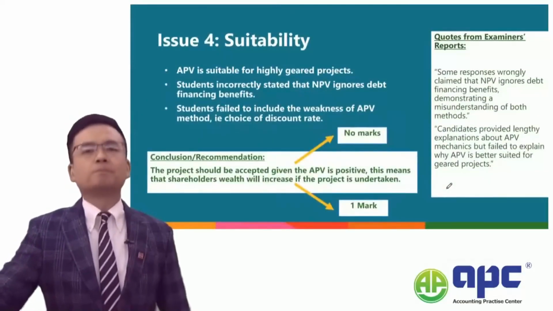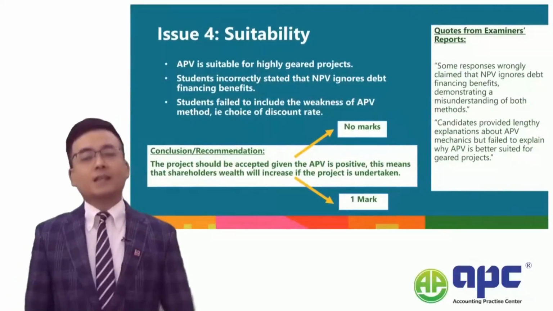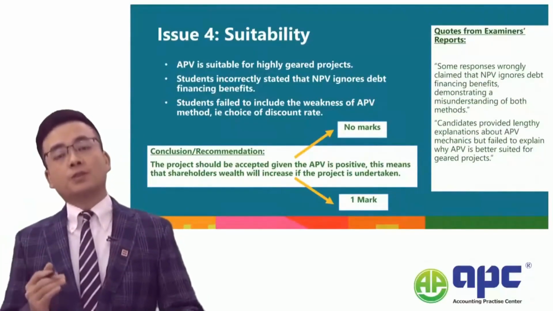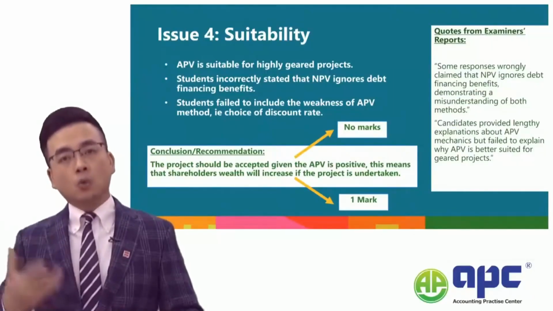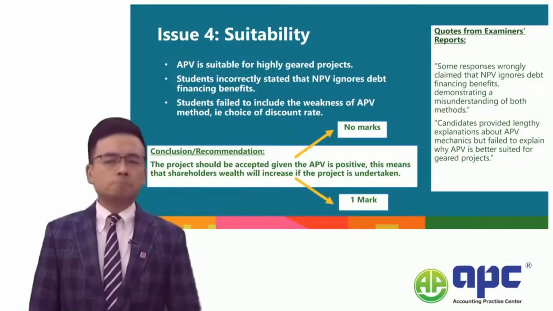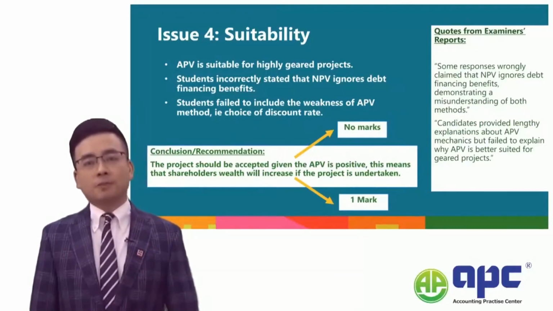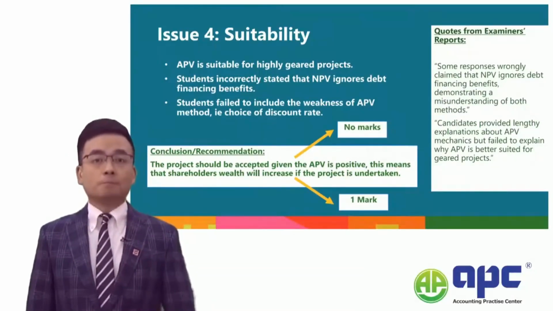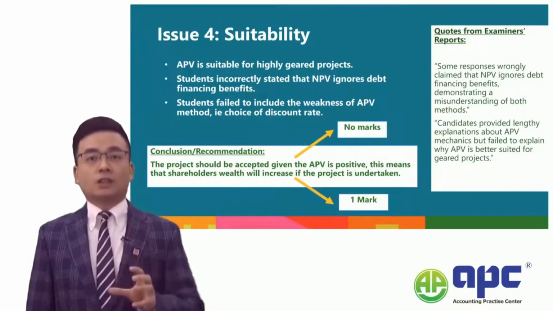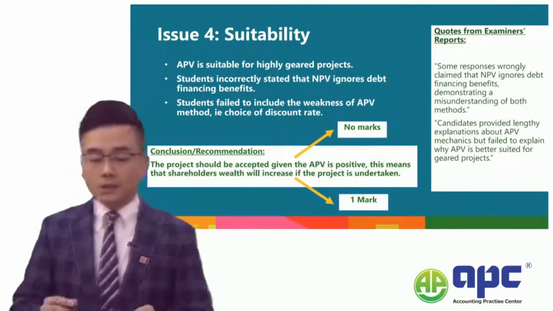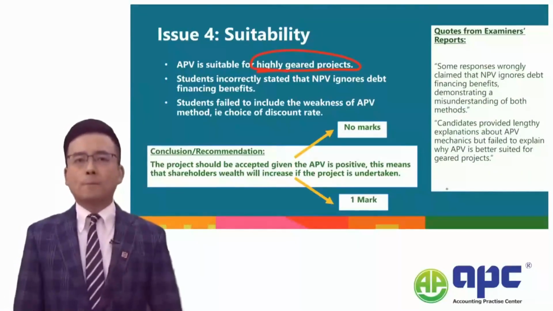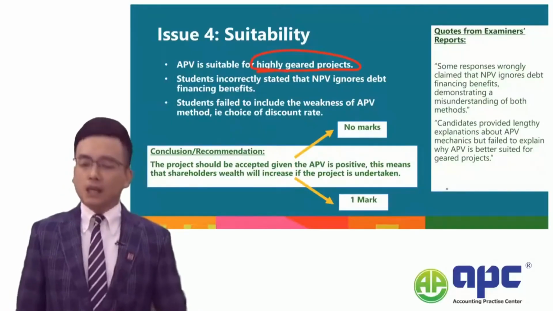The final issue related to APV, according to the examiner's report, is that a lot of students failed to justify when we should use APV, or alternatively the weakness of the APV method. I would say that if the project you're undertaking changes the financial risk, which means a highly geared project, you will need to take out an additional loan. So if that's the case, then APV is suitable.